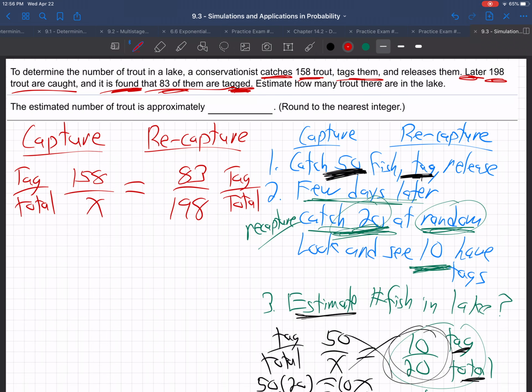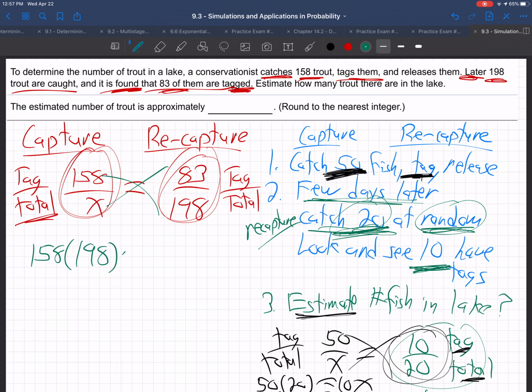So this must be an X right here, right? The portion that have tags in your recapture must be the portion that have tags in the whole lake, because you just grabbed them at random the second time. So these two fractions have to be equal. That's the idea. So you can find X, the total fish in the lake. Let's cross multiply. Remember how to solve two equal fractions. 158 times 198 is 83 times X.